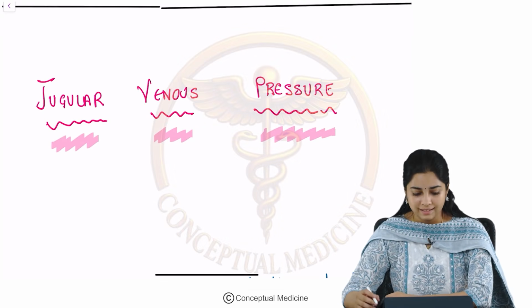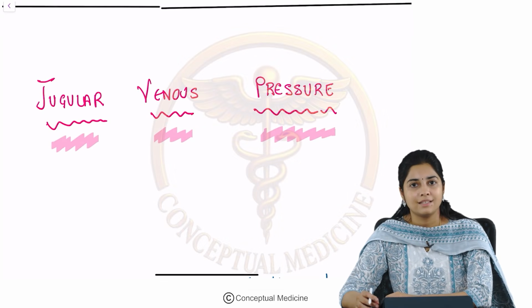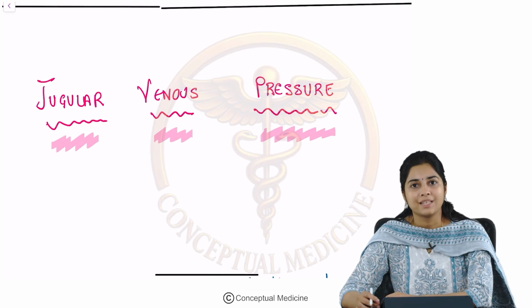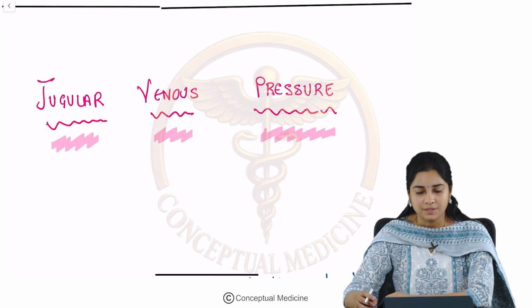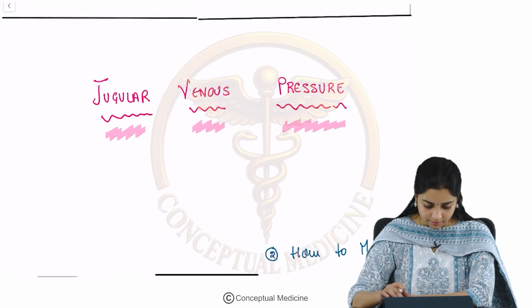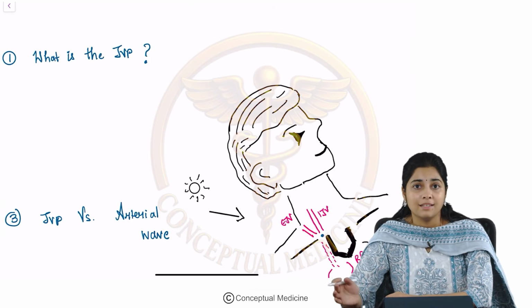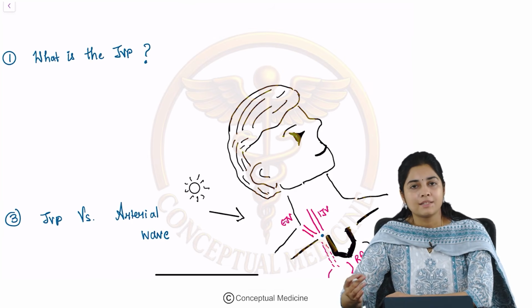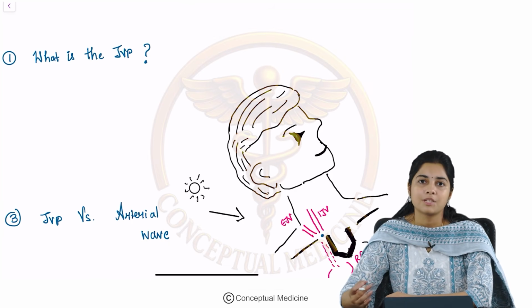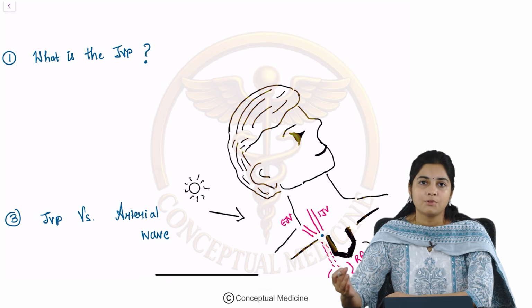Hello dear students. In continuation with our series on cardiology, today we will be looking at the jugular venous pressure, or the JVP. Okay, so let's begin. So what is exactly a JVP? JVP basically refers to the pressure changes which are denoted in the jugular vein.